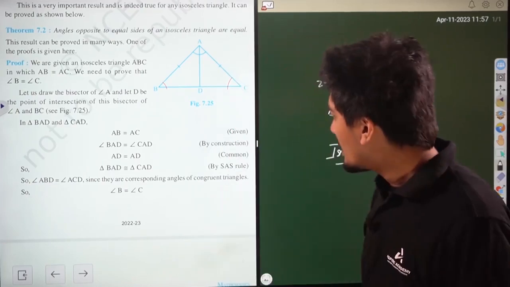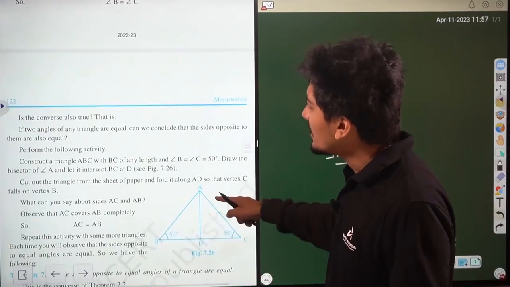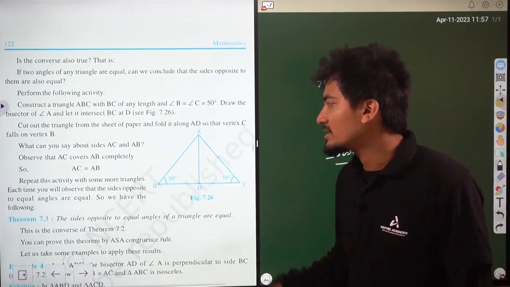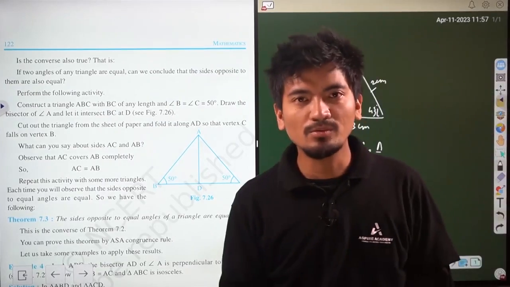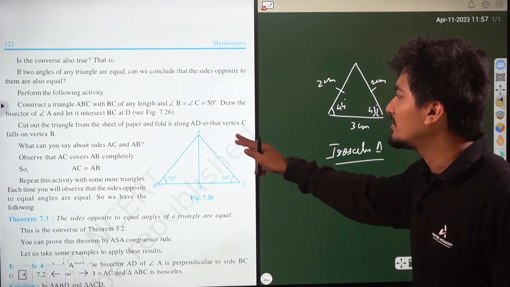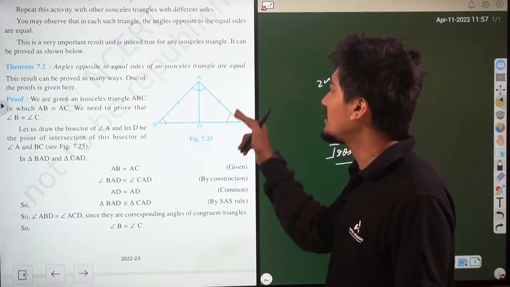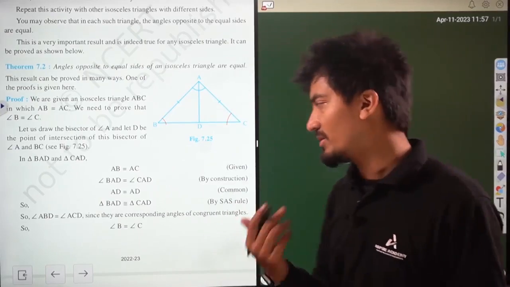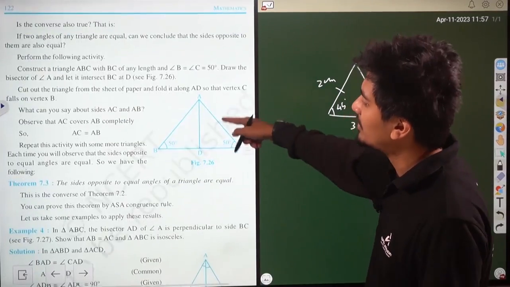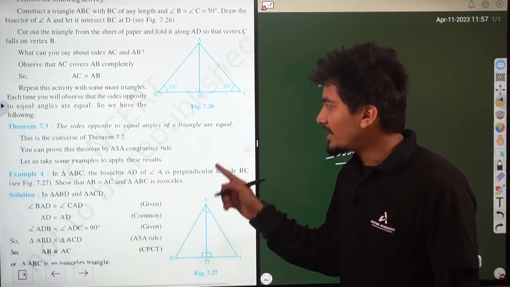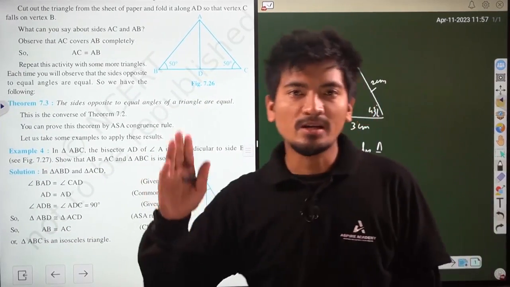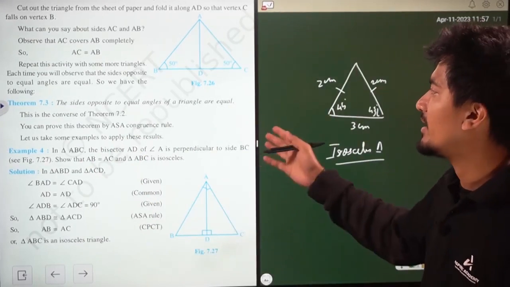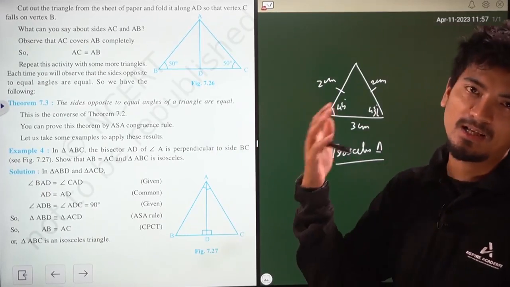Understood? Easy one. Okay, now is the converse also true? We need to show this, and yes, obviously the converse should also be true, right? Because we will get that these two sides AC and AB will definitely be equal in an isosceles triangle, right? So definitely the converse is also true. We can prove it with the help of an example, right? Next theorem. Since the theorems are given here directly, I don't think I have to write them once again. Already it is given here, and you can use this as an example also.